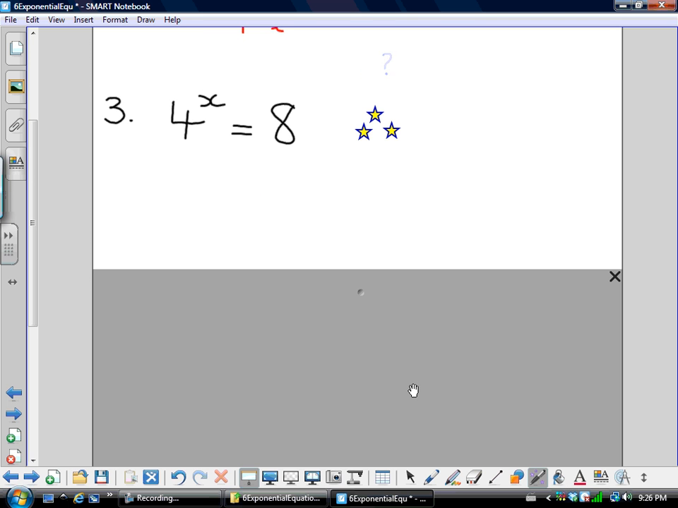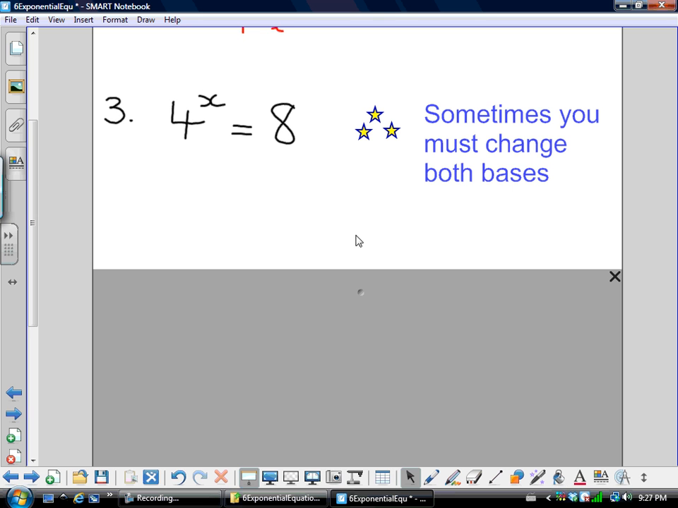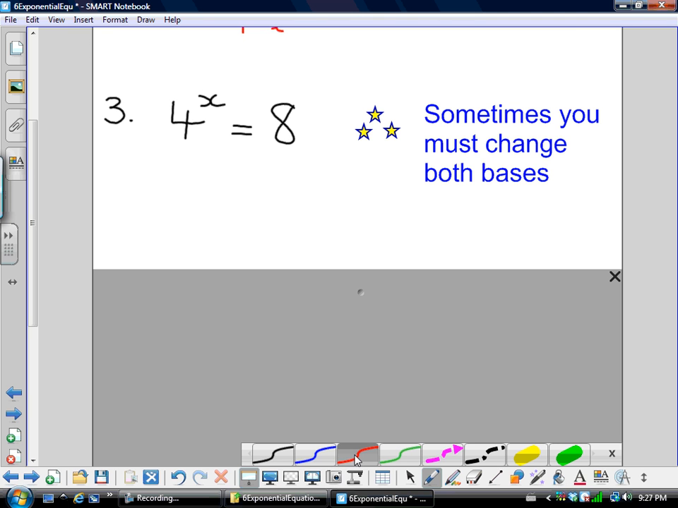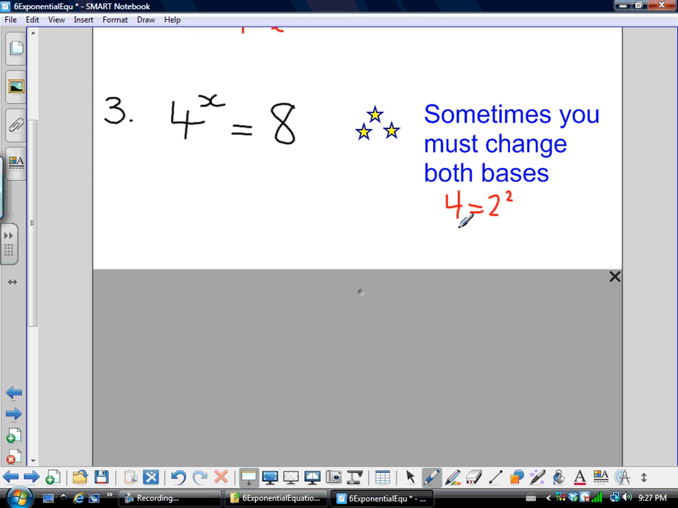So we have a dilemma here in the sense that I'm not able to change the 8 to 4 to the power of something. So sometimes I'm going to have to change both bases. So in this case, I'm going to have to change both of them. And again, it's usually smaller numbers that we're working with. Well, I know that 4 is the same as 2 squared. And I also know that 8 is 2 to the power of 3.